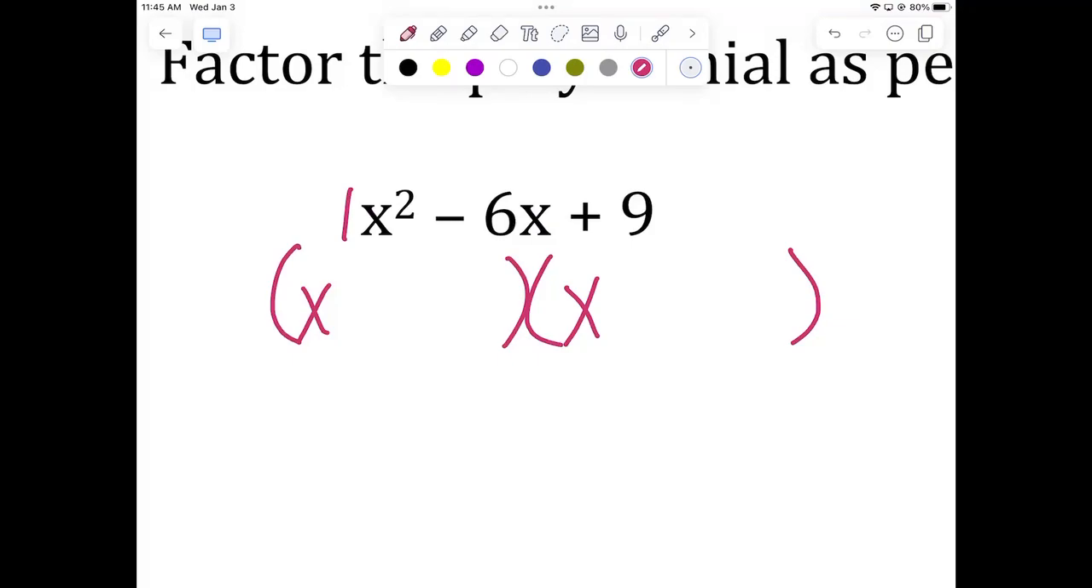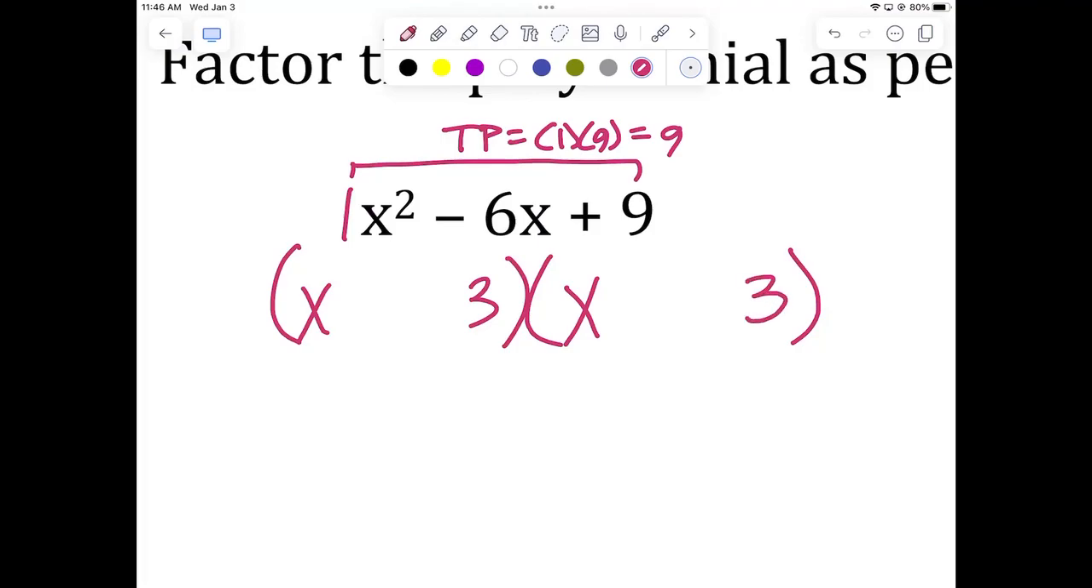And now it's your target product, target sum. Since it's a 1 in the front, your target product is just 9. 1 times 9 is 9, right? You could still say your target product is always the first times the last, but when the front is just a 1, it's just the last. So what are some factors of 9 that add up to negative 6? 3 and 3. Are they both positive or both negative? They're both negative. Negative 3x minus 3x is negative 6x, and negative 3 times negative 3 is positive 9.